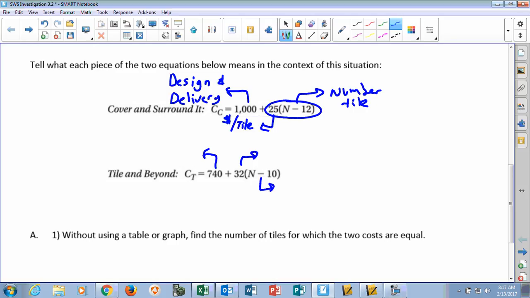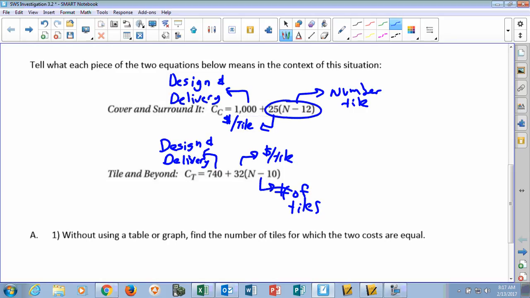Same thing down below. 740 represents your design and delivery. $32 is your cost per tile. And then this represents your number of tiles. Again, once I go past 10, I start putting positive numbers in here, right? Because 11 minus 10 is 1, 12 minus 10 is 2, and so on and so forth. So after 10 tiles, that starts to become a positive number.